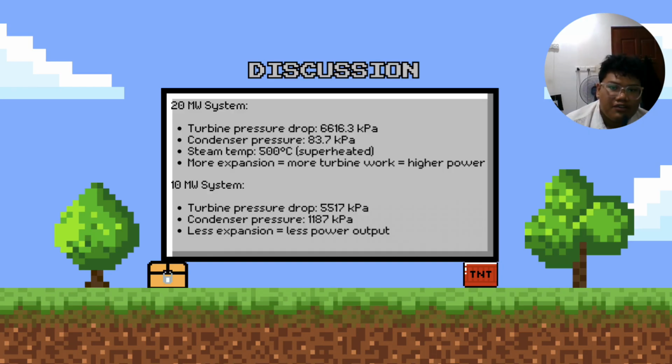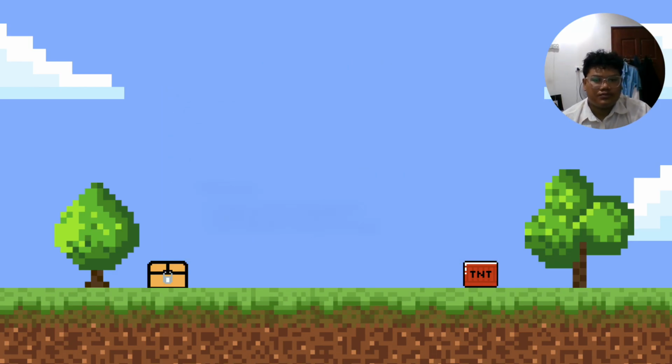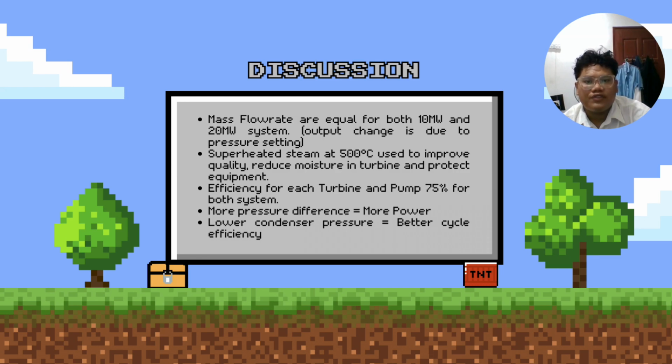It is 5,517 kilopascal. The condenser pressure is 1,187 kilopascal. From this, we can say less expansion equals less power output. The mass flow rate is equal for the 10 and 20 megawatt systems. The output change is due to the pressure setting.